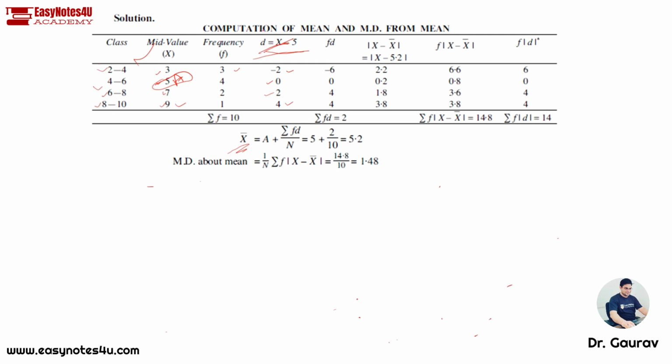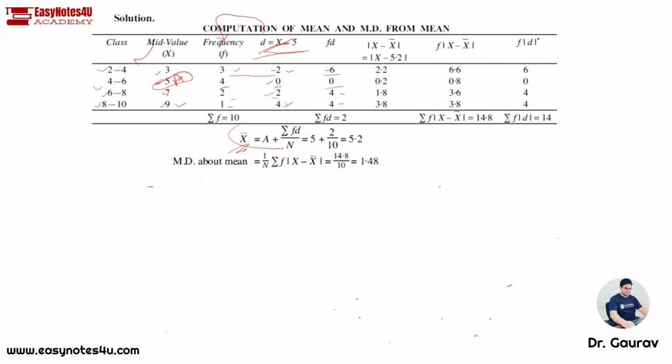Then multiply the deviation by the frequency. 3 multiplied by minus 2, minus 6. 4 multiplied by 0, 0. 2 multiplied by 2, 4. And 1 multiplied by 4, 4. So summation fd will be 2. And assumed mean was the 5.